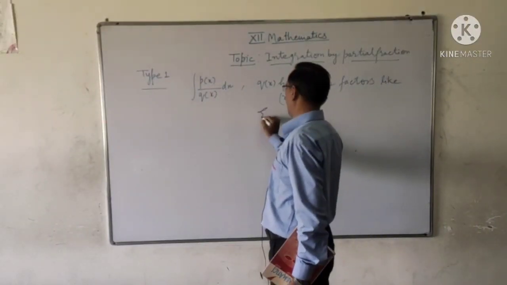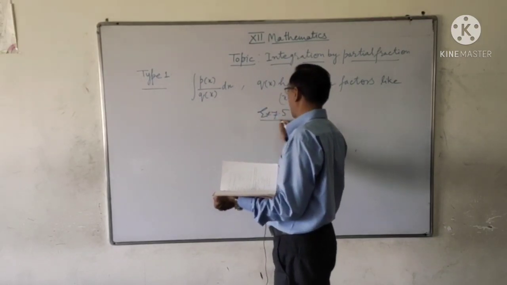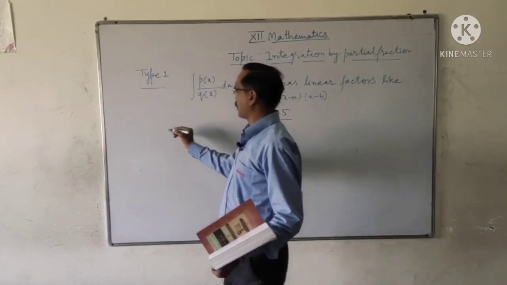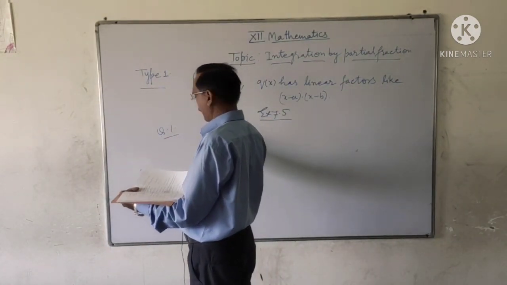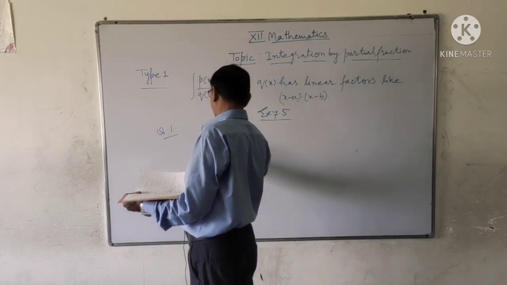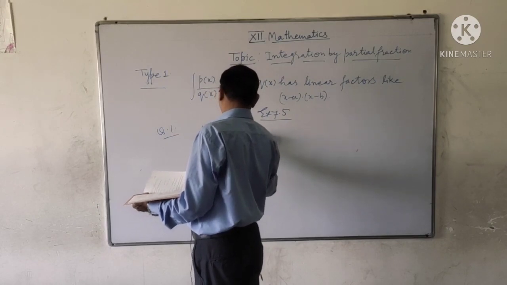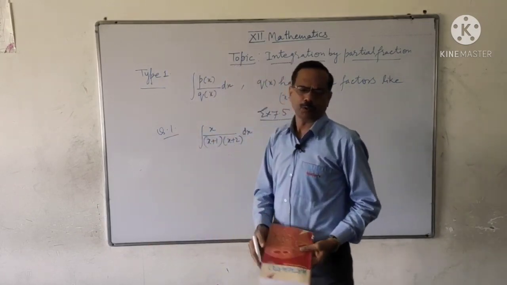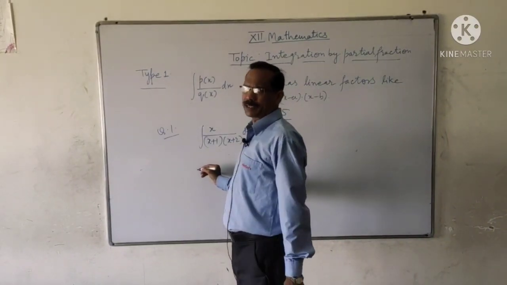Student, it is exercise 7.5 from NCERT, and see question number 1. Here, integrate x upon x plus 1 into x plus 2 dx. So first of all, we will make the partial fraction.